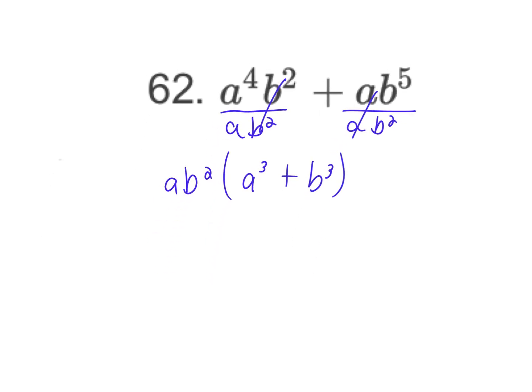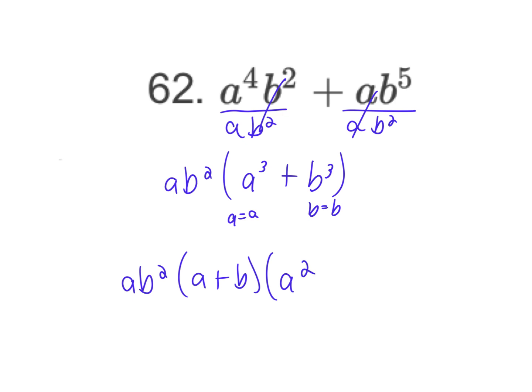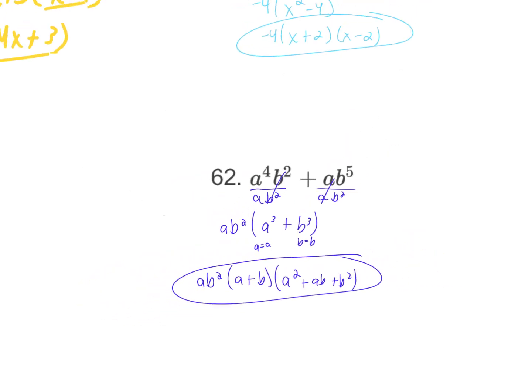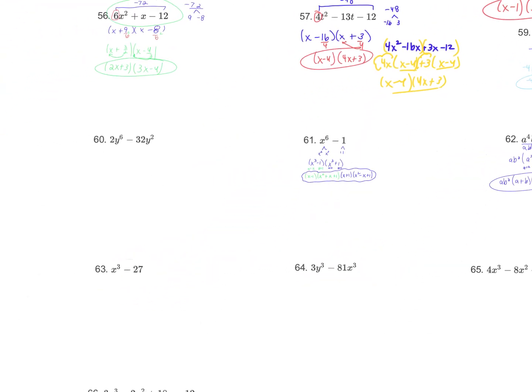And now we see, guys, we have the sum of cubes. So my a term is going to be a. My b term is going to be b. So I have my ab squared out in front, and it's a plus. So it's a plus b times a squared minus ab plus b squared. So the last few days, I think those cube patterns are finally starting to sink in really good.